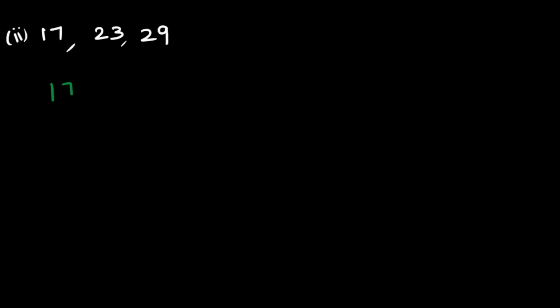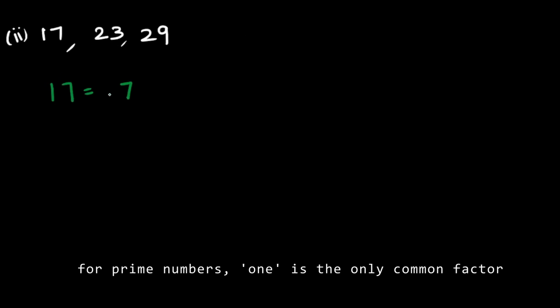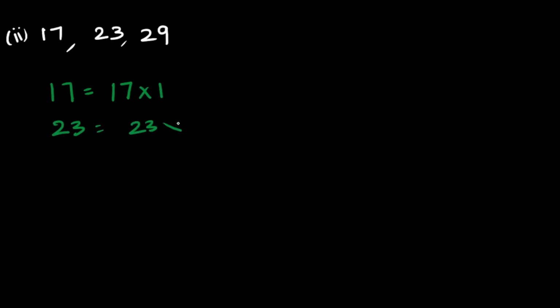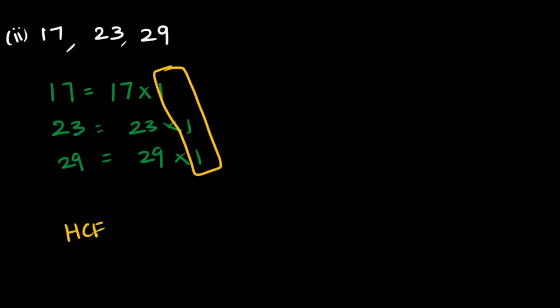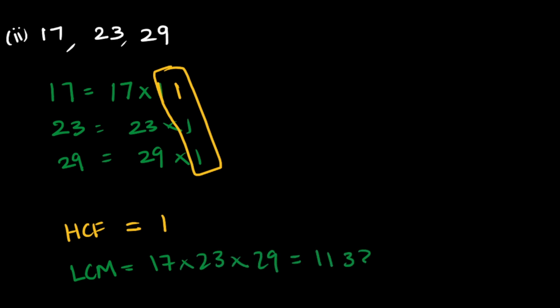Now this is the second part. 17, when you do prime factorization, you will get 17 into 1. 23 also will have 23 into 1. 29, when you write, you'll have 29 into 1. So what's the HCF? We can see here that is 1 into 1 into 1, right? 1 is the HCF, which is the highest common factor. And what about LCM? So LCM, when you write, we have 17 into 23 into 29. When you multiply this, you will get 11339.